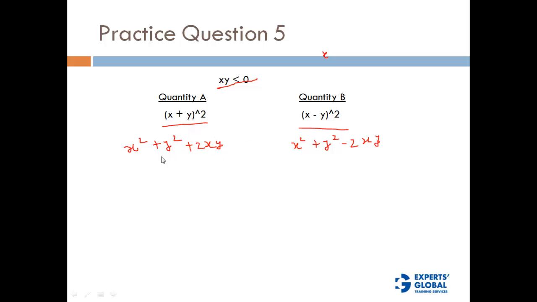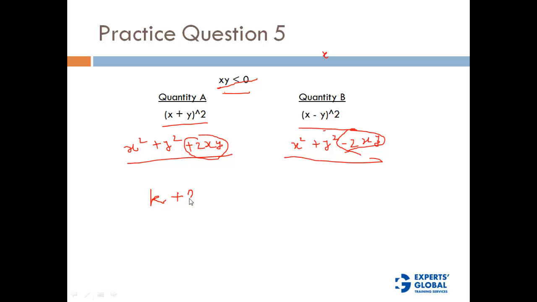So we are asked to compare these two quantities. As we know, x square and y square are present on both sides. So effectively what we are saying is that we are asked to compare 2xy and minus 2xy, correct? Whichever is greater, that quantity will come out to be greater. And what do we know about xy? We know that xy is negative, right? So x square plus y square anyway is going to be a positive number. Let's say it's going to be a positive number k.